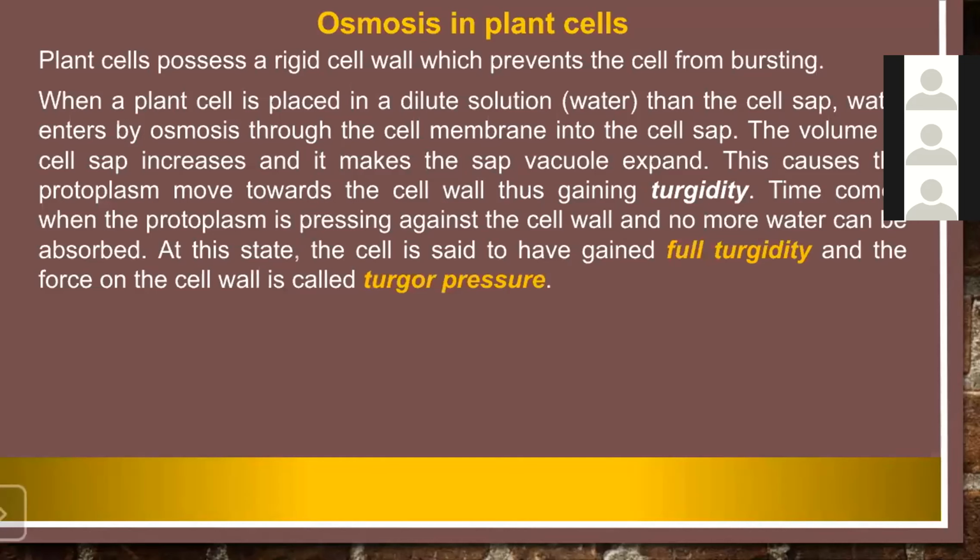Time comes when the protoplasm is pressing against the cell wall and no more water can be absorbed. At this state, the cell is said to have gained full turgidity, and the force on the cell wall is called turgor pressure. It's called the turgor pressure.